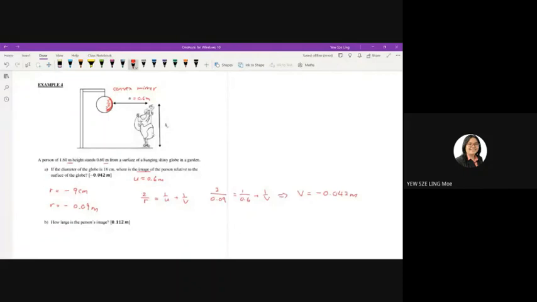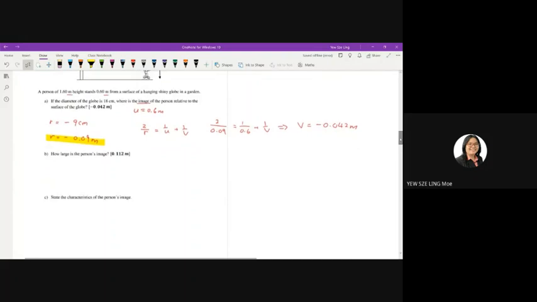Okay, if you understand, then you should be able to answer the question. The crucial point is whether you know R is a negative value or a positive value. Now let's look at the second question. How large is the person's image? When it's asking for size, we look at equation M.